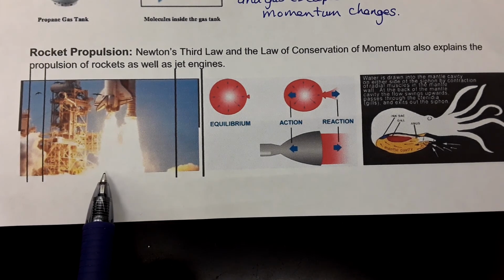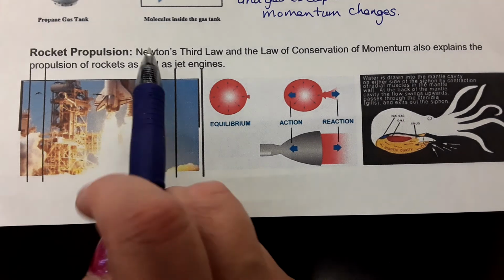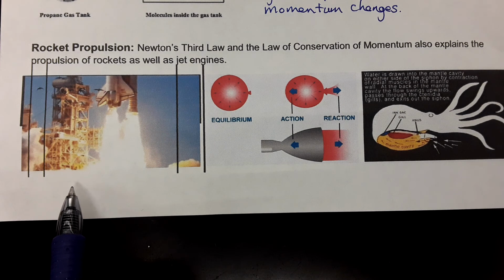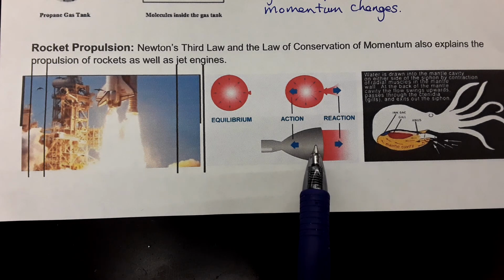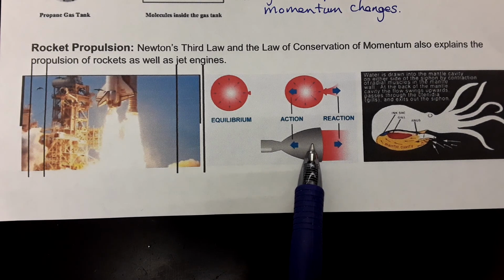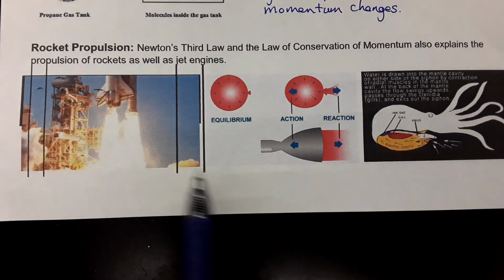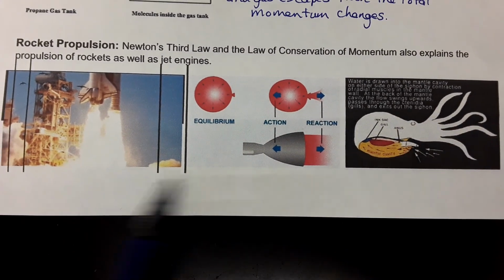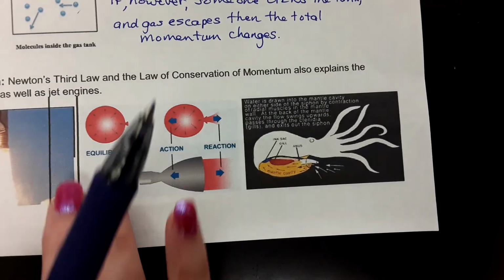And the force of the fuel being expelled out the bottom makes the rocket go up because of Newton's third law. For every action, there's an equal and opposite reaction, right? So when the fuel is expended outward, the action is the rocket or the jet engine goes the other way, all right?